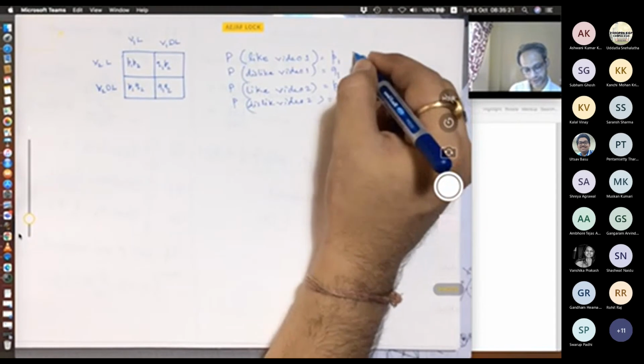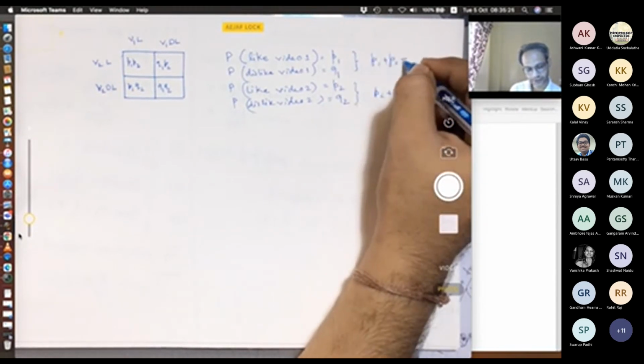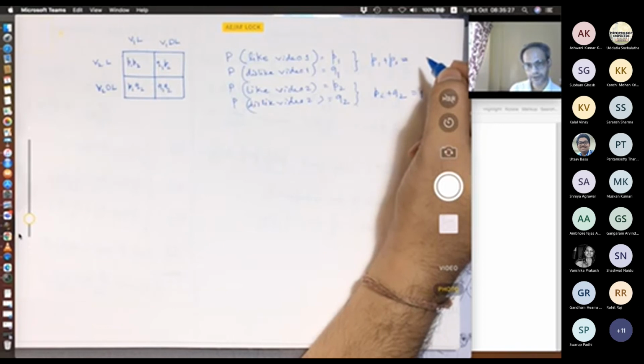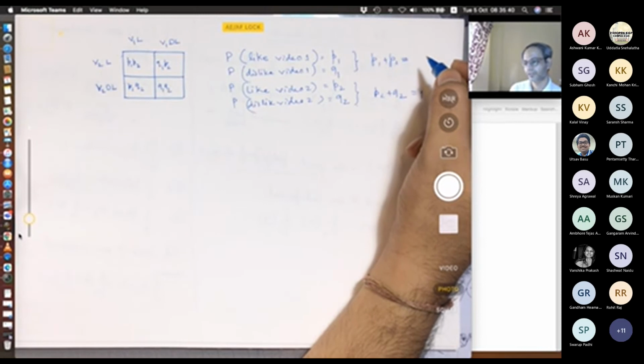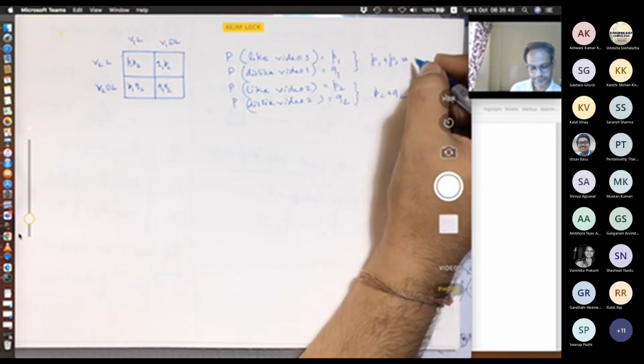Equal to 1. Sir, but we cannot say it is equal to 1 because somebody neither likes nor dislikes. No, I am saying that whatever observation you have got, if somebody doesn't give any response, you cannot control that thing. Only you are tracking those persons who have given response for both of them. Okay, sir.